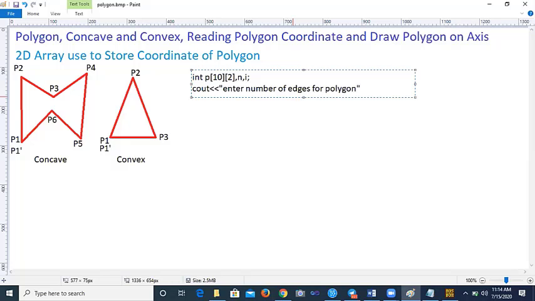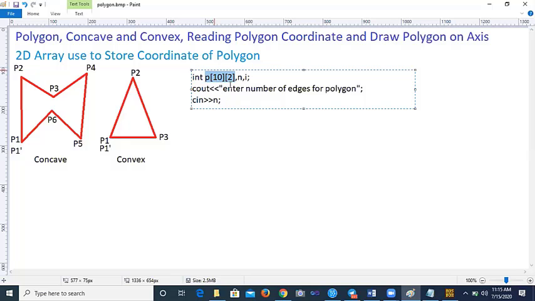Okay. And this value you have to store in cin, in the n value. So first of all, the declaration of the two-dimensional array. The array declaration you can use in square brackets. So why I am declaring this 10 to see.